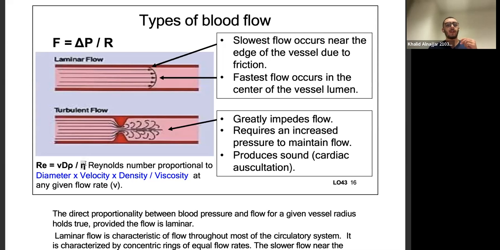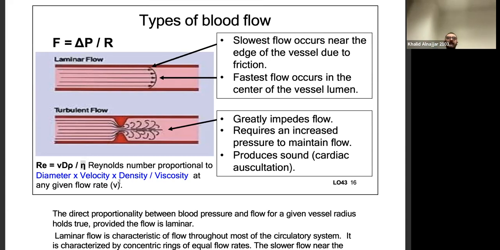It stands for viscosity. If viscosity is higher, I'll explain what viscosity is in a bit. If viscosity is higher or larger, Reynolds number will be lesser, which means there is less risk of the flow to be turbulent, and it will be laminar.